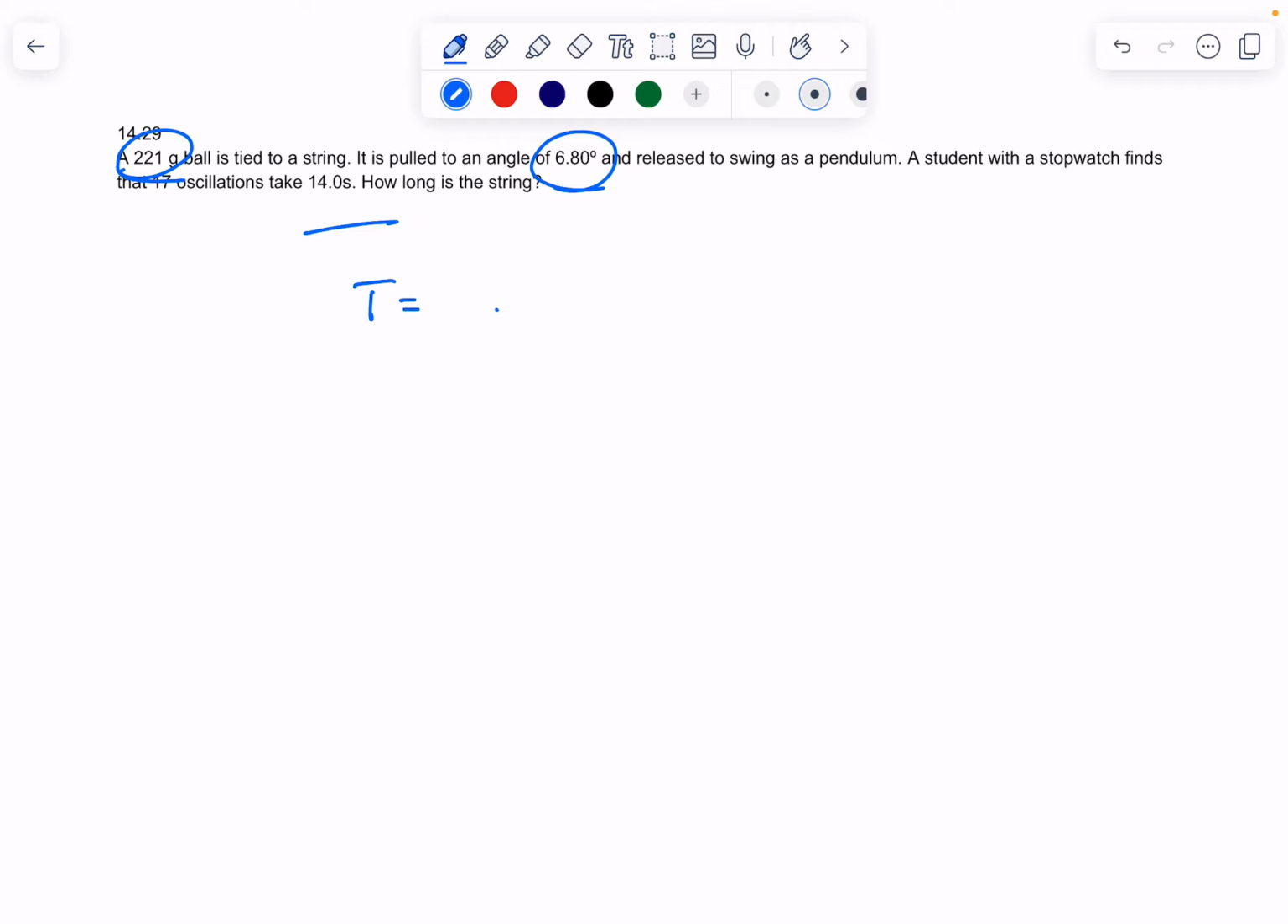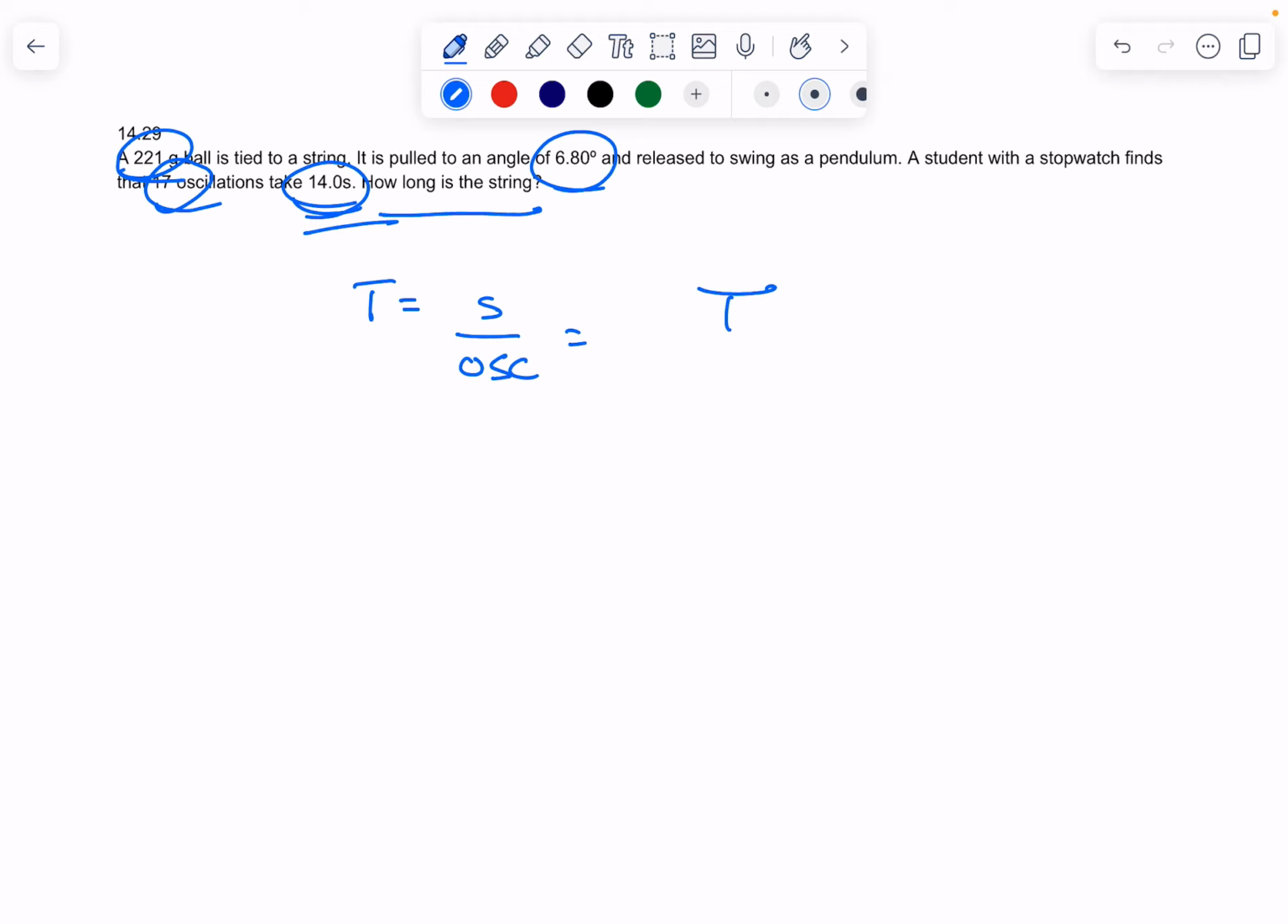And the period is the number of seconds per oscillation, right? And then once I do that, and we know the seconds per oscillation, we've got 14 seconds in 17 oscillations. So you'll divide that. That'll give you T. And then what you're trying to solve for is how long is the string.